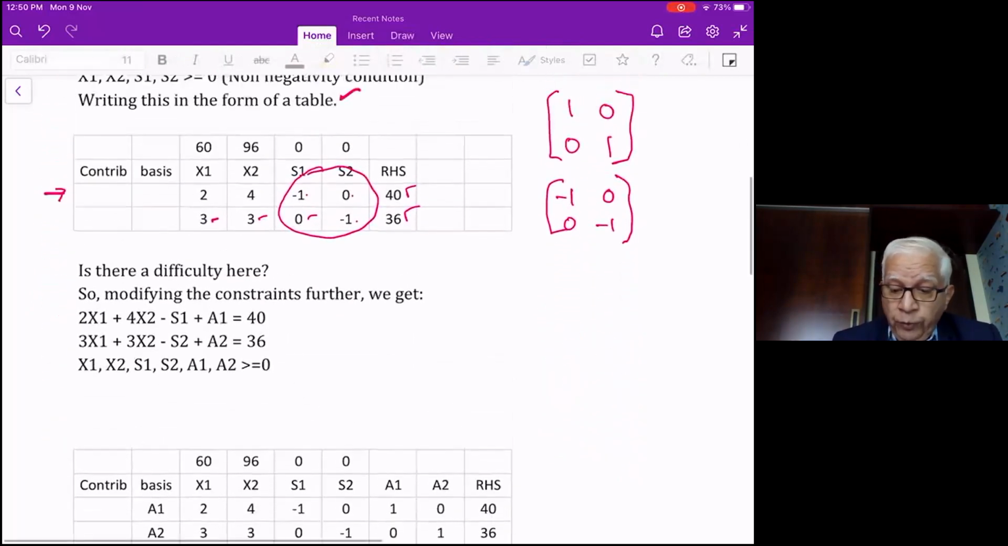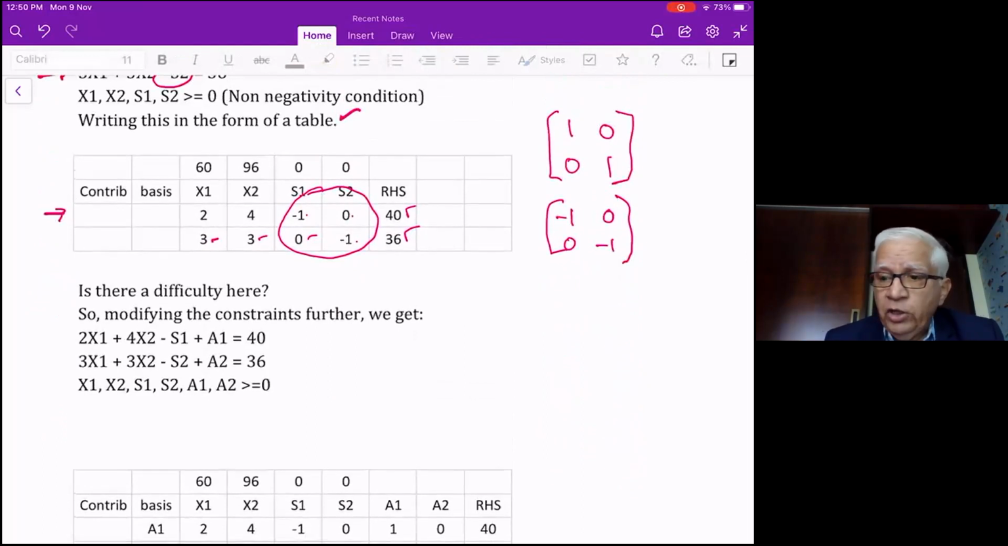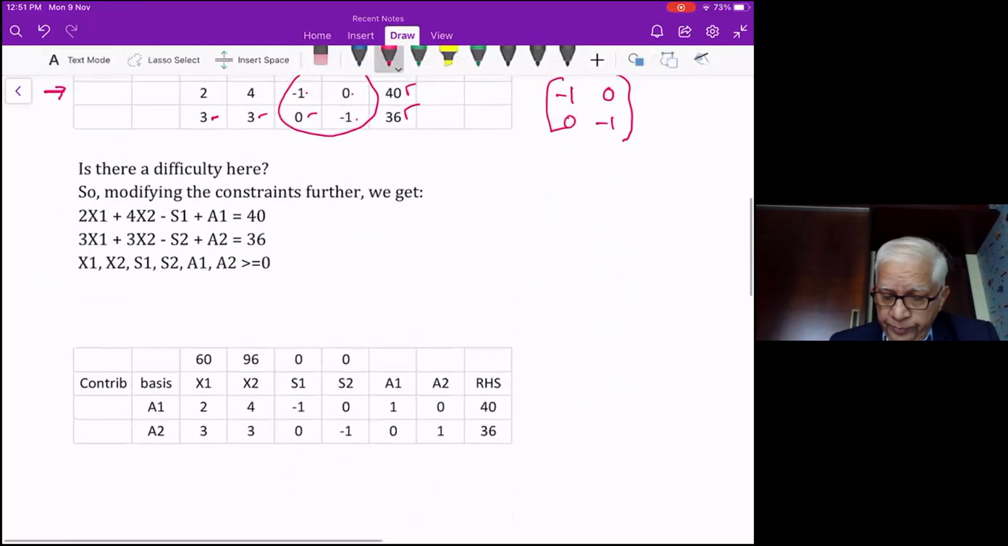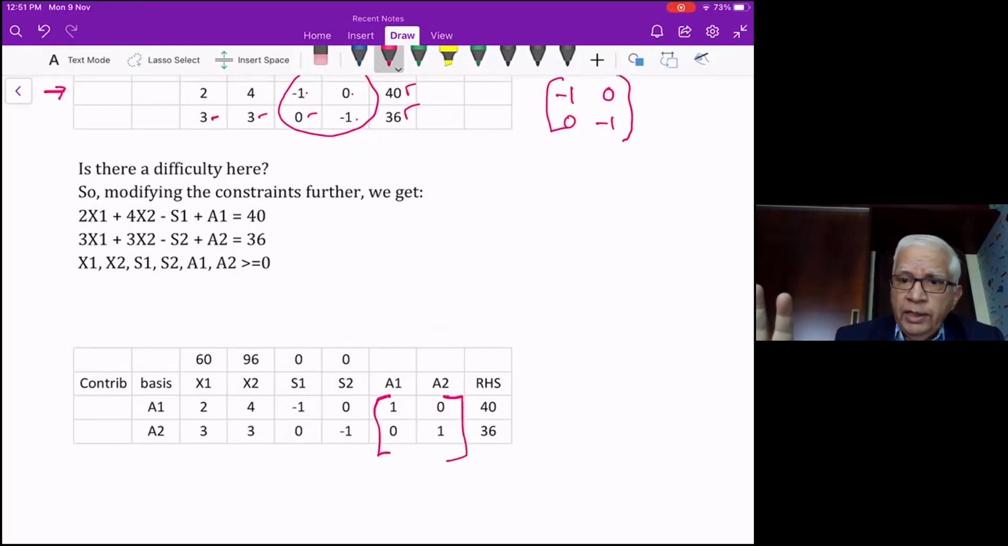Okay. Now what do we do? See, when the identity matrix is not there, what is identity matrix? Identity matrix is the starting position or the starting tableau or the starting basis. Therefore, we forcefully create an identity matrix. You want an identity matrix? Here it is. Can you see your identity matrix? 1 0 0 1. I have written it as identity matrix 1 0 0 1. So this is the identity matrix which we have forcefully created.